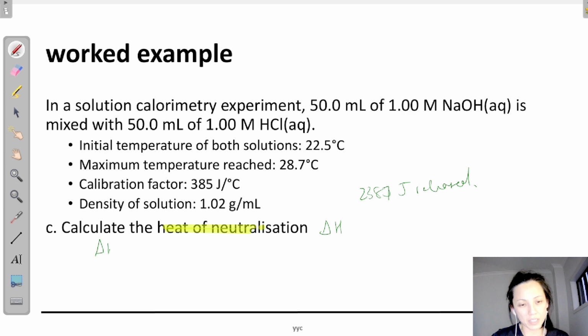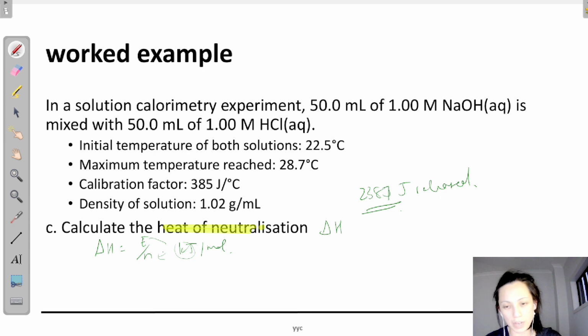Remember that to calculate delta H, we usually express it in kilojoules per mole. That gives you what you need: energy, and you also need moles. Now, the great thing is we have energy. We've been able to calculate that. And so the next bit of information that we need is the number of moles.